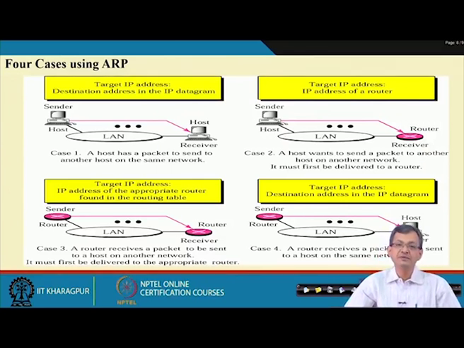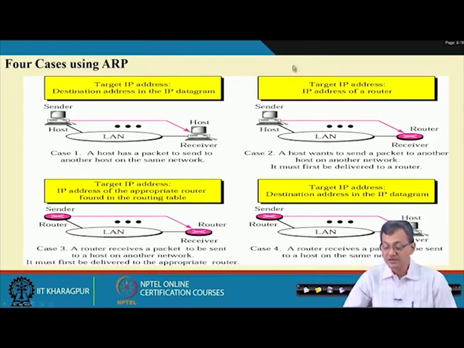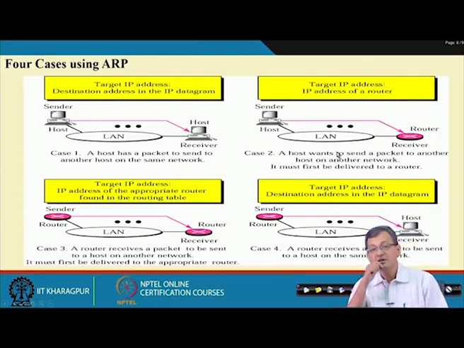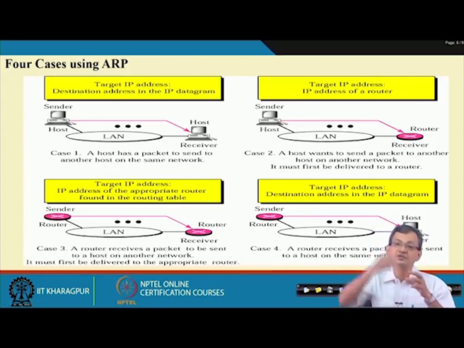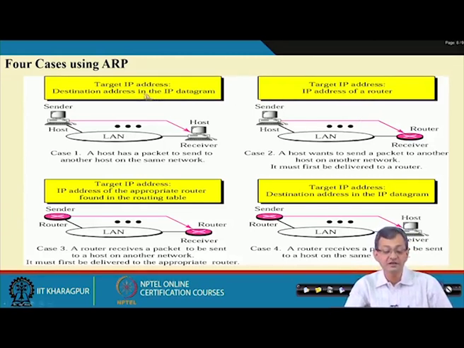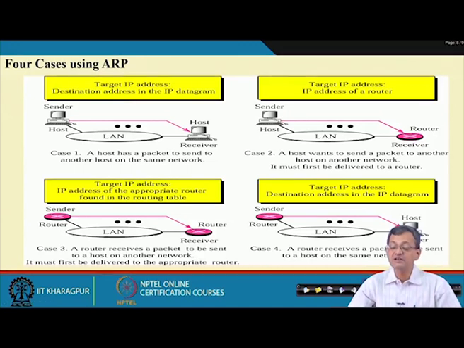Four cases can be there, as we were discussing. One is that your host has a packet to send to another host on the same network. Then the target IP address is the destination address in the IP datagram. In the second, the host wants to send a packet to another host on another network, which means the host will send it to the router. So the target IP address is that of a router, the IP destination address within the IP datagram in this case being the router.